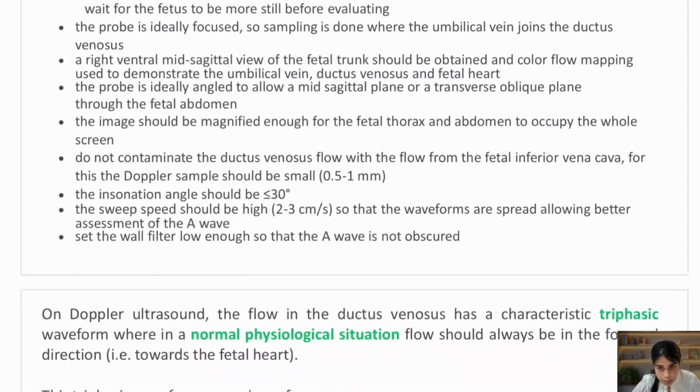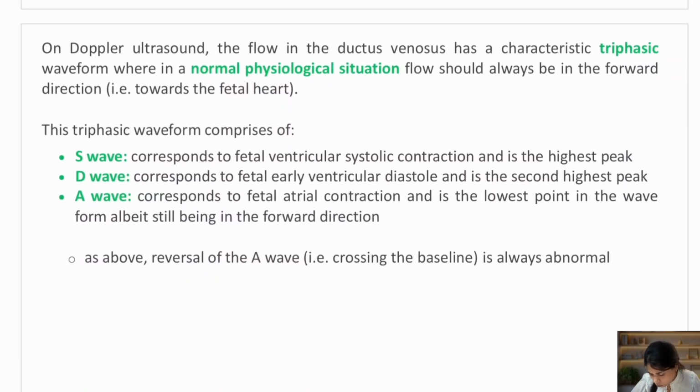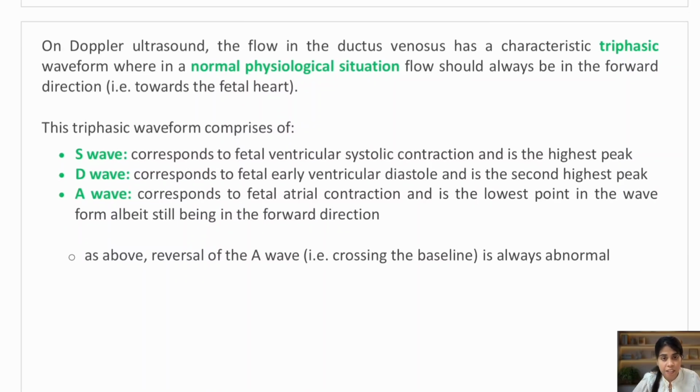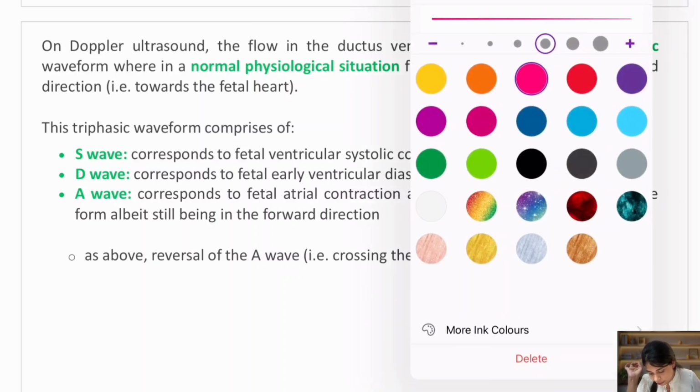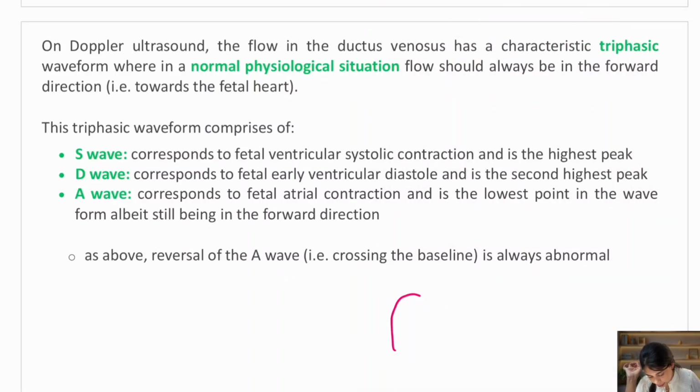The normal wave pattern of the ductus venosus is a triphasic waveform. In the normal physiological situation, the flow should always be in the forward direction, that is towards the fetal heart, and forward direction means it should always be above the baseline. So there are these three triphasic wave patterns like this.